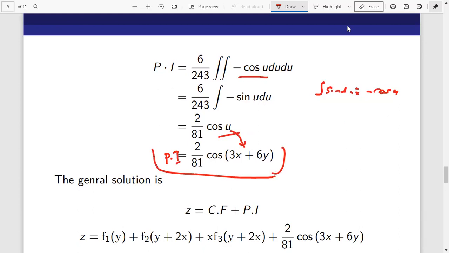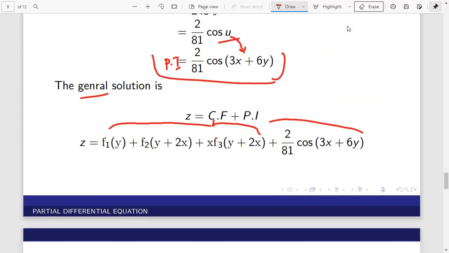So what is our general solution? The general solution is nothing but complementary function plus particular integral. Complementary function is, this is our complementary function, and the particular integral is, this is our particular integral. Okay. So this is the one method. Okay. Same problem, I will complete by another method.